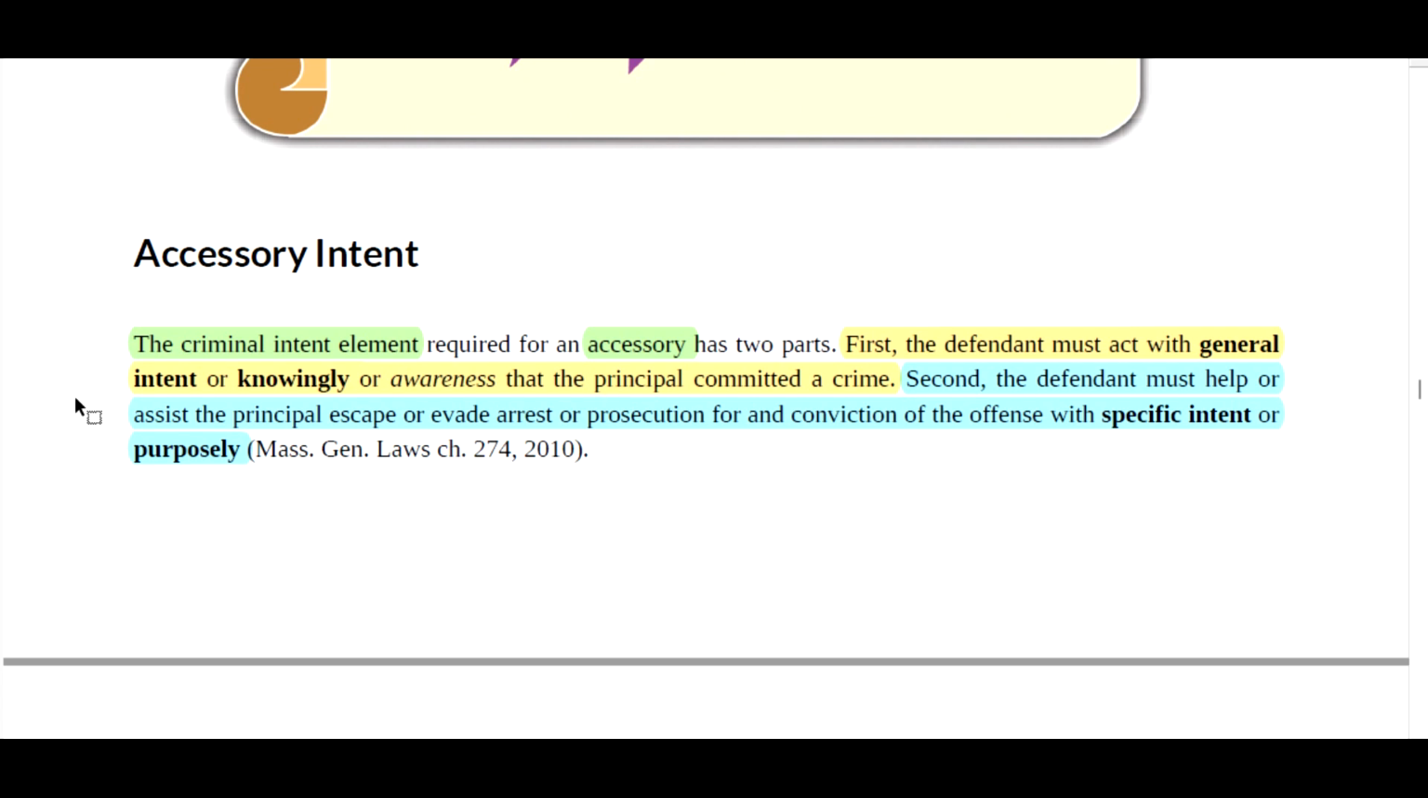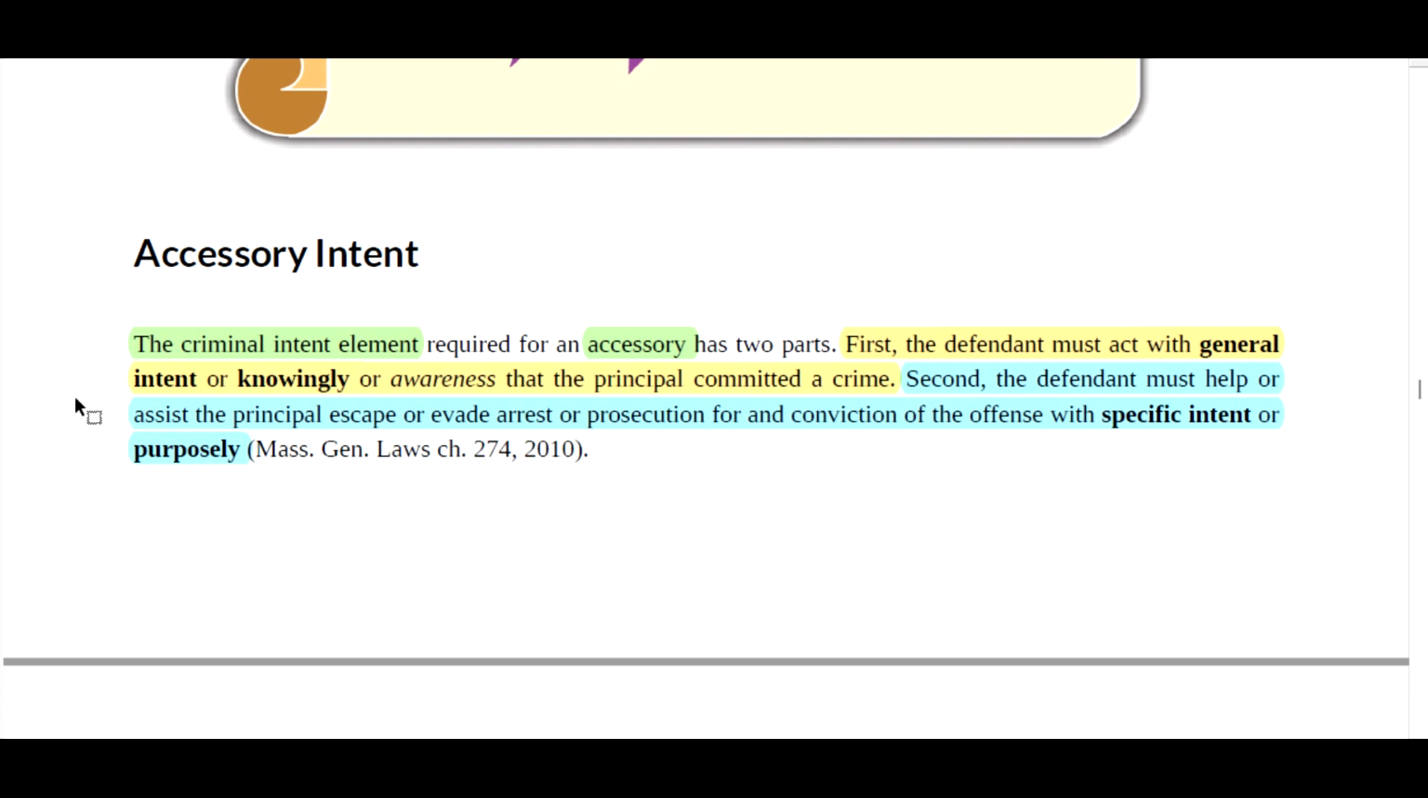The second piece that's required is that the defendant must help or assist the principal escape or evade arrest or prosecution for or conviction of the offense with specific intent, or purposely. Notice we have a combination. We have general intent or knowingly, and we have specific intent and purposely.